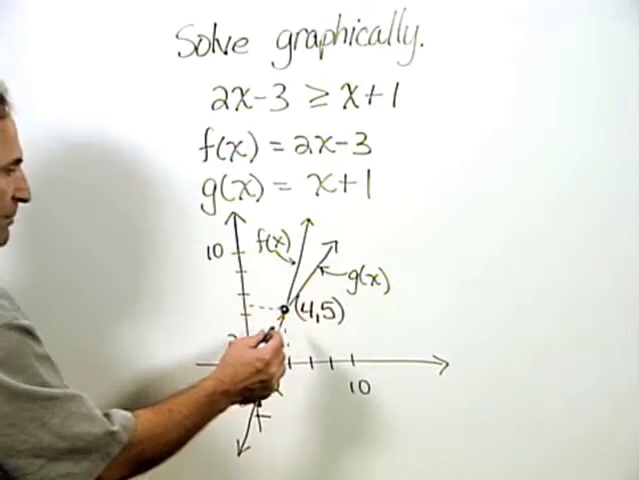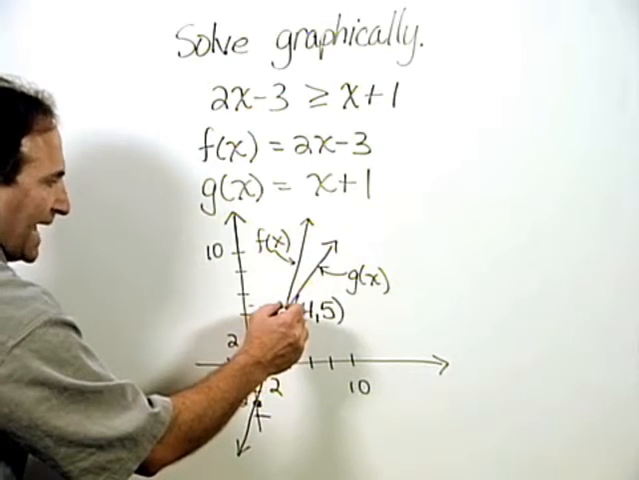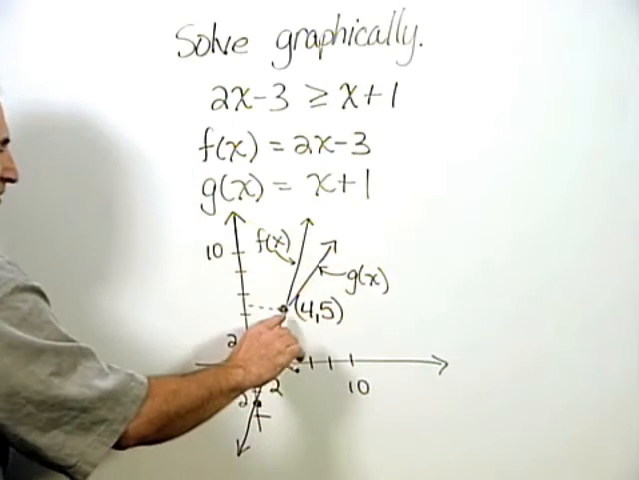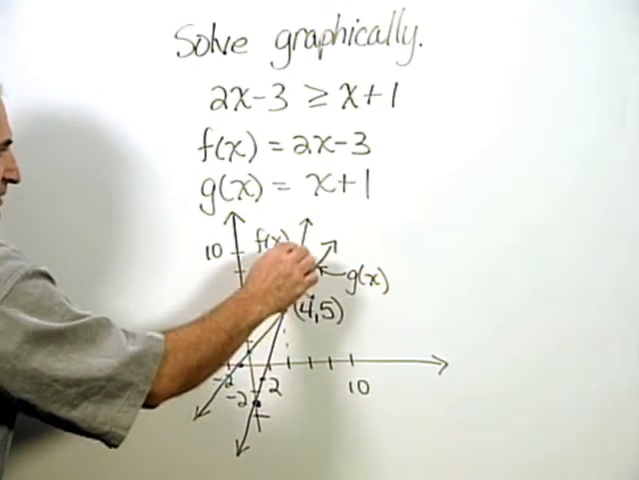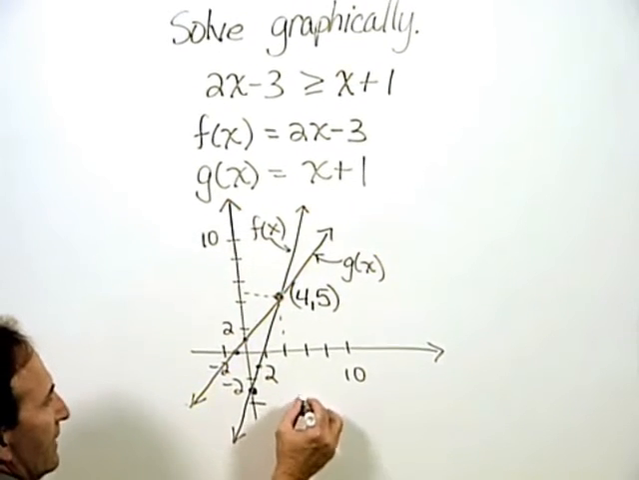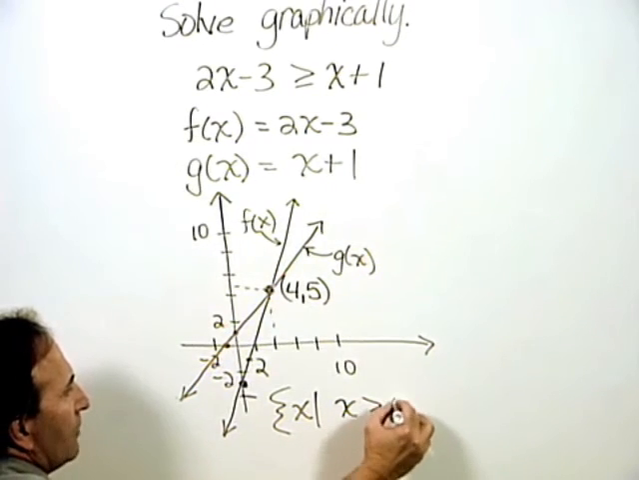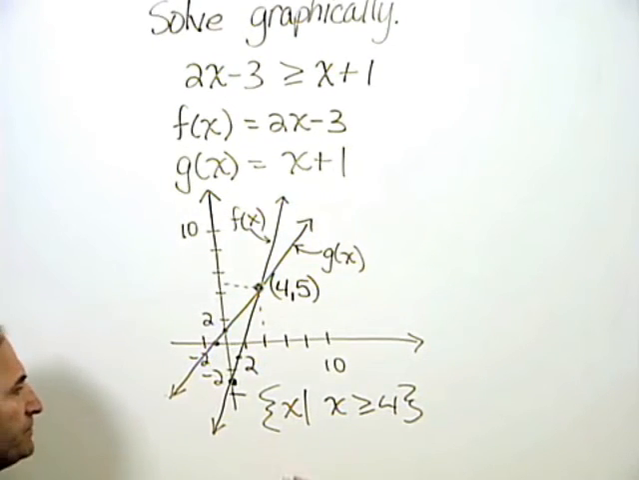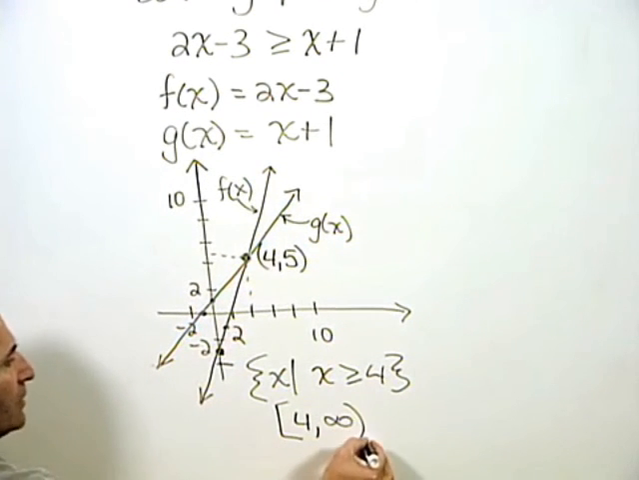Not only above, but when is it actually equal to it, which is right here at the point 4, 5, and when is it above it? And of course, that would be for all of the x values starting at 4, where it's equal, and going out to infinity, where it actually is greater than. And so we would write that our solution set is the set of x such that x is greater than or equal to 4. And in terms of interval notation, we would write it as including 4 going up through infinity.